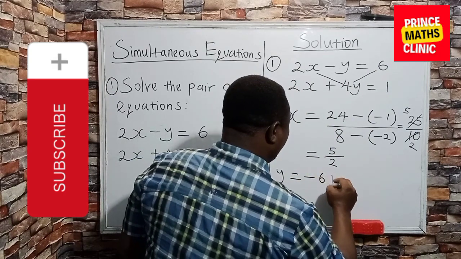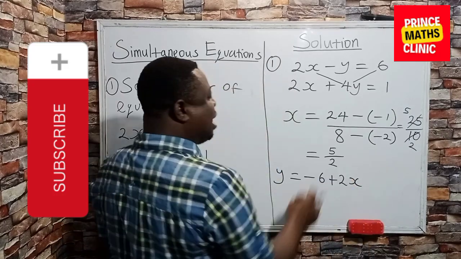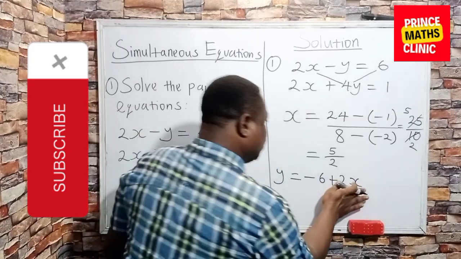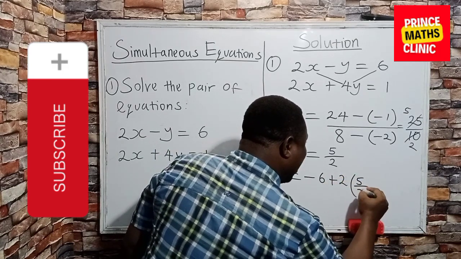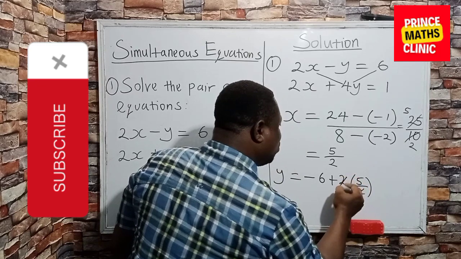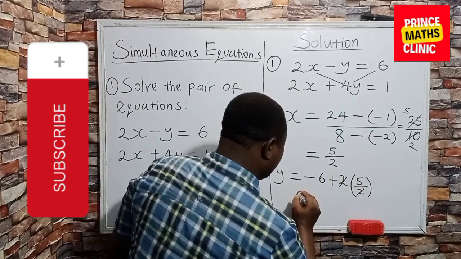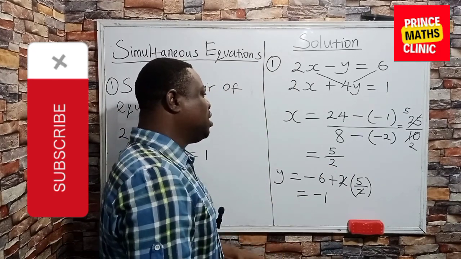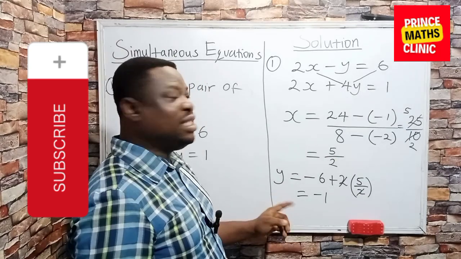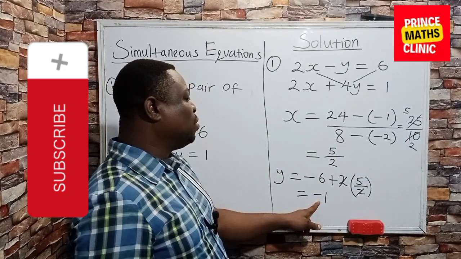Negative 6 plus 2x. And what is my x? My x is 5 over 2. So I'll remove it and put 5 over 2. 2 cancels 2. So this becomes minus 6 plus 5, which is minus 1. So it means that in this equation, x is 5 over 2 and the value for y is minus 1.